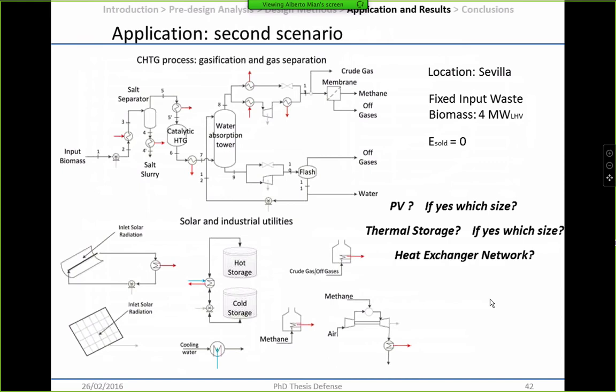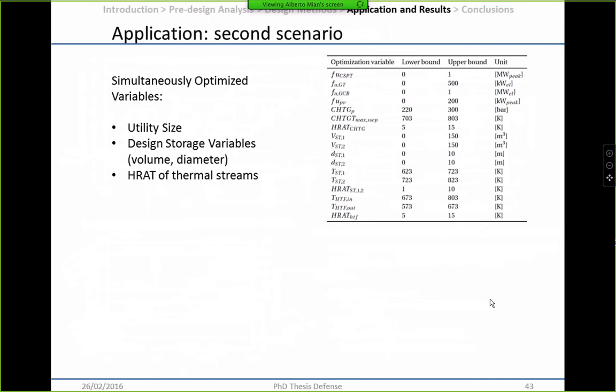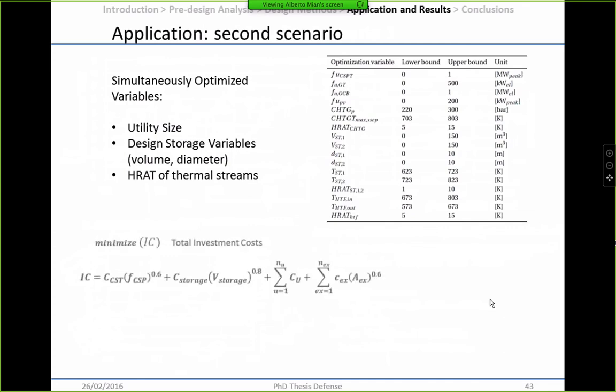Then I had a second optimization scenario in which this time we have the storage added and the PV. So I did the same solution. I fixed the problem the same way. This time I added the variables that are linked to the storage design: the volume, the diameter, and temperature of the storages, of the two main storage tanks, transfer fluid temperature of the concentrating solar trough, and heat recovery approach temperature of the concentrating solar trough.